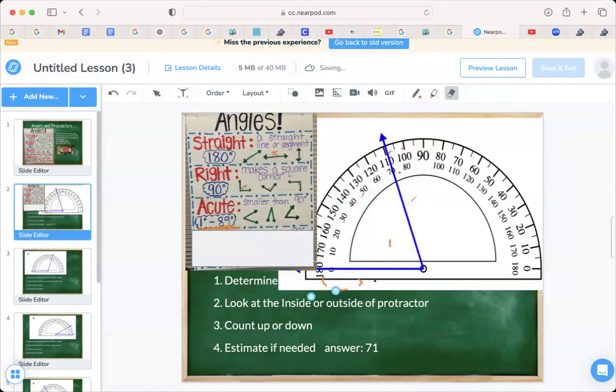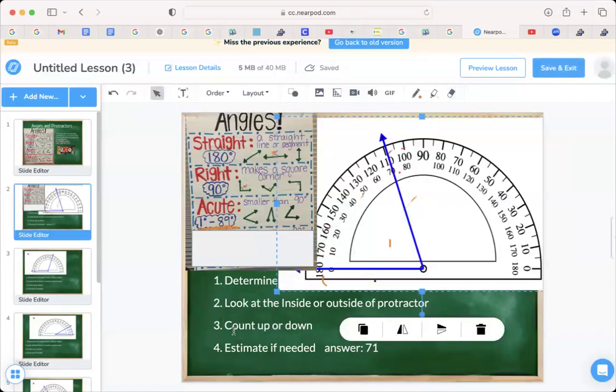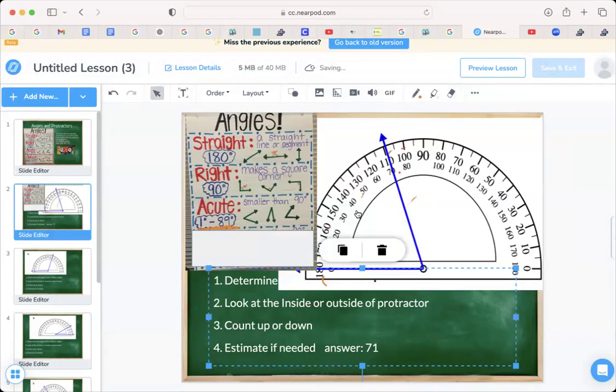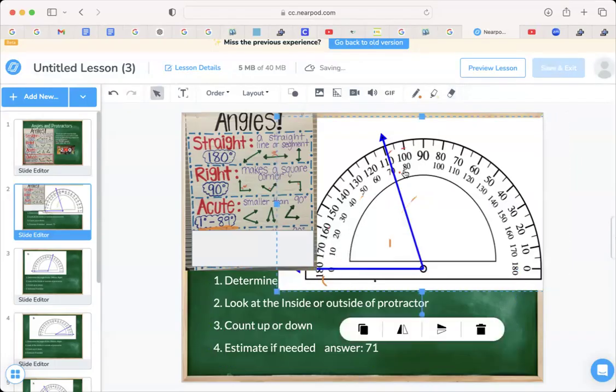Hold on, friends. I have to see if I'm counting up or am I counting down. I am counting up because I count from 0 to 80 degrees, okay? So from 0 to 80 degrees, it's not directly on that 70, Jaden. So what's one more than 70? 71.